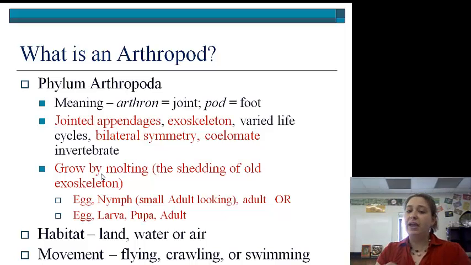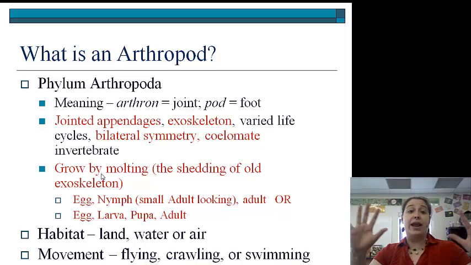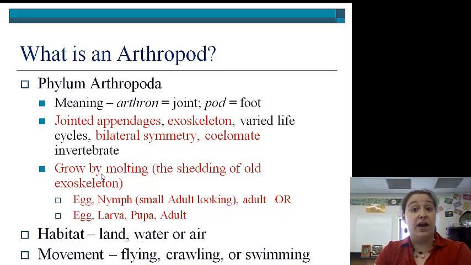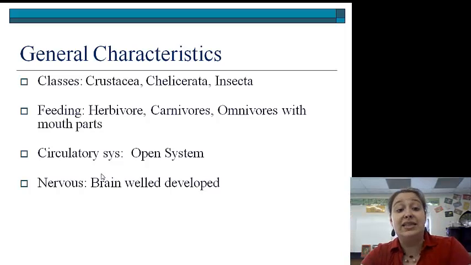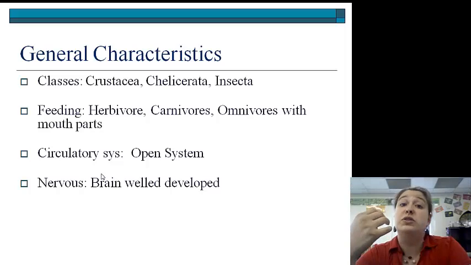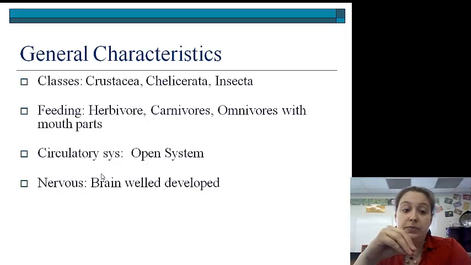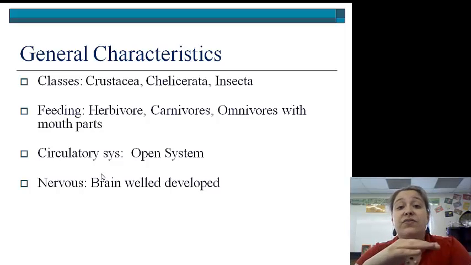Habitat is land, water, air. These guys fly, crawl, and swim. They got three classes. We got our crustacea, we've got our chelicerates, and we've got our insecta. We can see anything from herbivores to carnivores to omnivores, which eat both plants and animals, because they all have mouth parts. They have an open circulatory system, and they have well-developed brains.